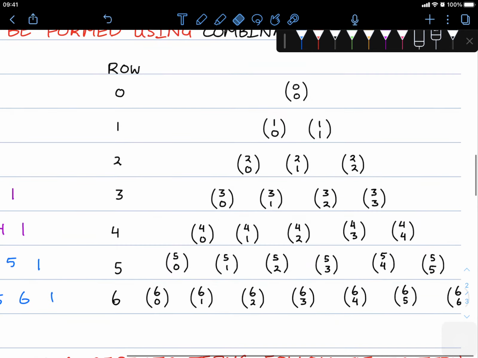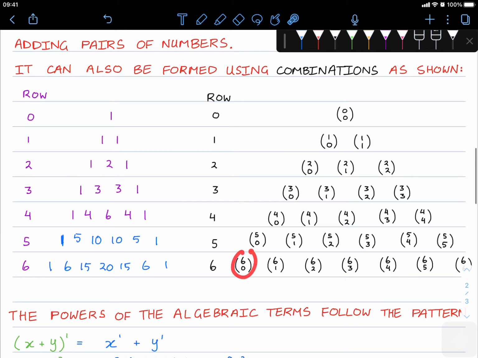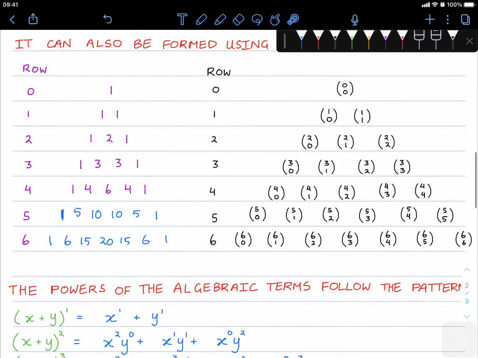And there we have it. You can actually check the values yourself. 6 choose 0 is 1. 6 choose 1 is 6. 6 choose 2 is 15. 6 choose 3 is 20, and so on.